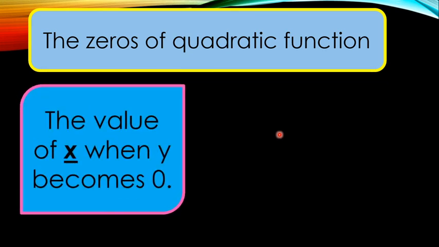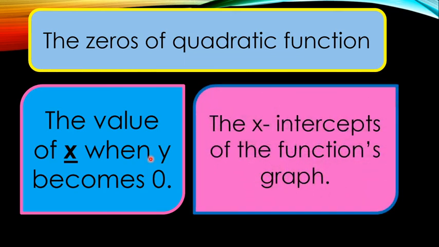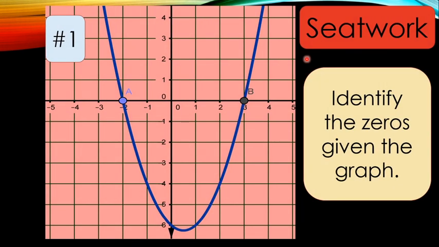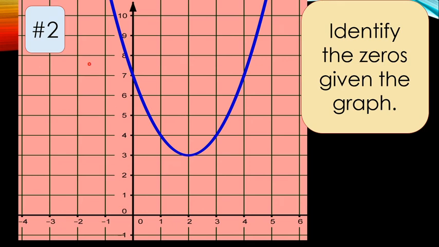Now, let's define the zeros of quadratic function: it is the value of x when y becomes 0. And it is also the x-intercept of the function's graph. That is the zeros of quadratic function. So now, can you identify the zeros given the graph? Please take note of the answer. So as you can see, the zeros here are negative 2 and positive 3. Next, do we have zero in this given? Does the graph touch the x-axis? No. Therefore, it doesn't have zero. There is no zero in this graph.